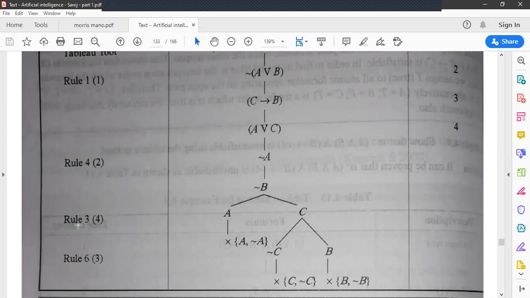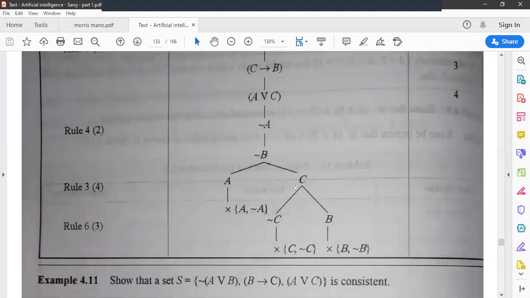Next you are applying rule number 3 on line number 4. Line number 4 is this, A or C. This A or C from rule 3 can be written as A and C as left and right children. So further, if you apply this side, this path will be closed because you have here A and not A. A and not A will get cancelled, and then this path gets closed.